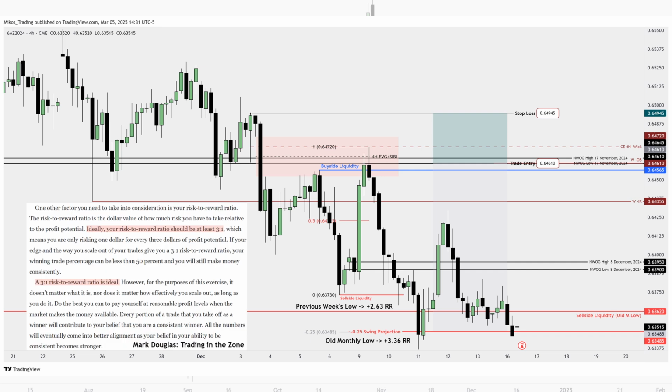When taking profits, I follow Mark's advice from his book Trading in the Zone. He states that ideally your risk to reward ratio should be at least 3 to 1. I do take trades with a risk to reward ratio of 2 to 1, but only on the 4-hour and sometimes the 1-hour chart. However, I skip trades on intraday charts if the risk to reward ratio is less than 3 to 1.